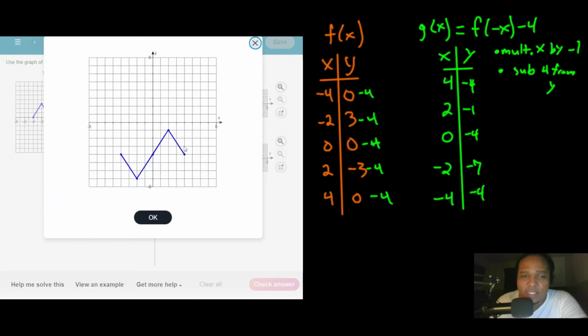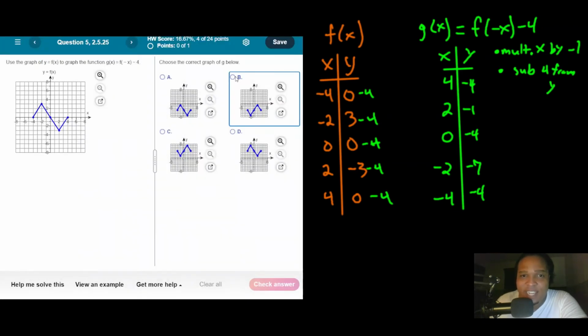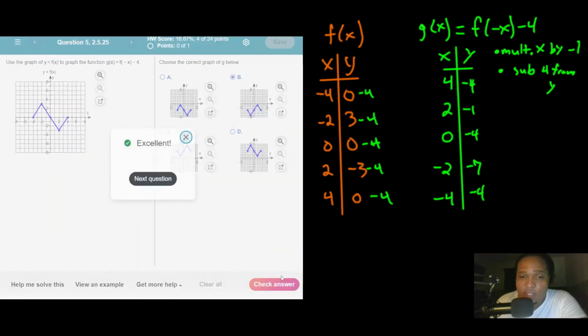Let's go to contestant number 2. We have 4, negative 4. Bam. We have 2, negative 1. That's got to be it. And the other points are there as well. We have 0, negative 4. We have negative 2, 1, 2, negative 7. Yeah, that's got to be it. It's as simple as that. So we changed our x's, we changed our y's, and we're good.